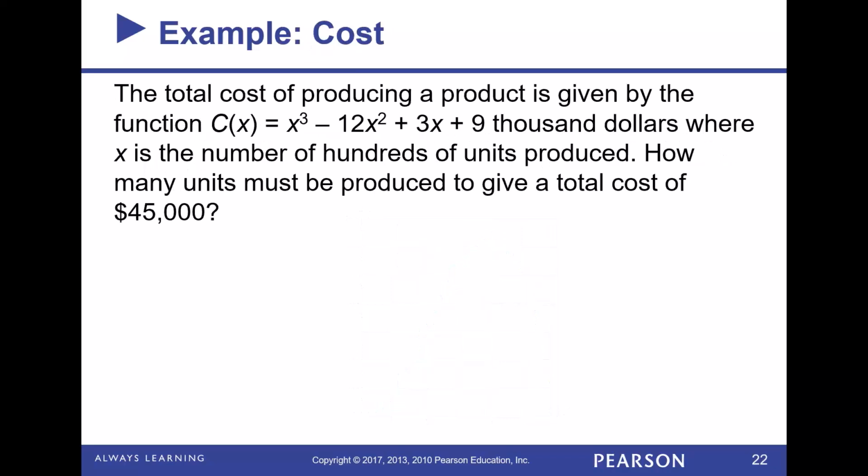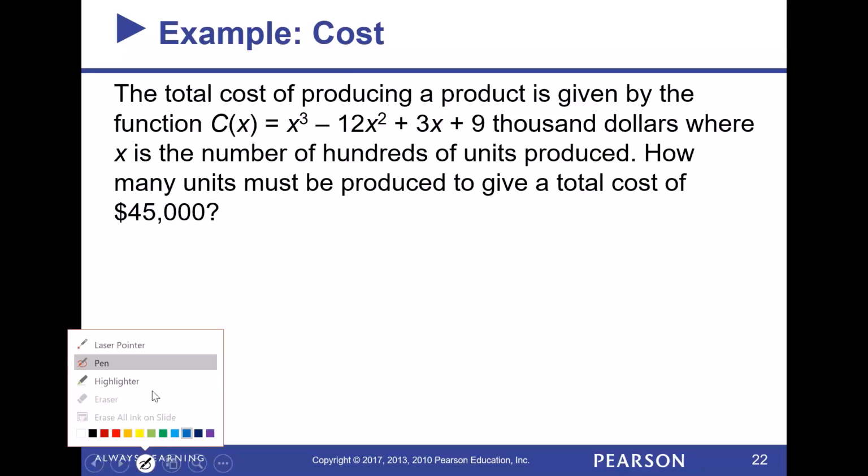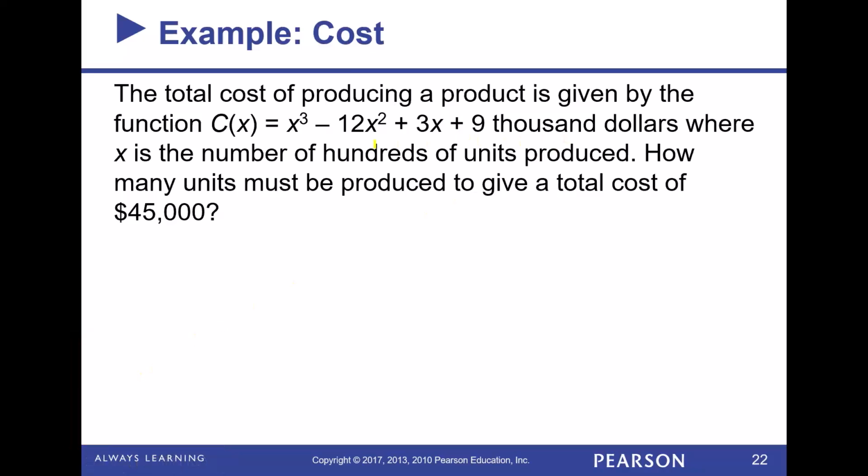So the total cost of producing a product is given by the following function. C of x is equal to x to the third minus 12x squared plus 3x plus 9. And that's thousands of dollars, where x is the number of hundreds of units produced. How many units must be produced to give a total cost of $45,000? Now, I'm going to point something out, and it's very important to make sure that you're reading correctly here. The function is in thousands of dollars. And I'm asking you how many units gives a total cost of $45,000.